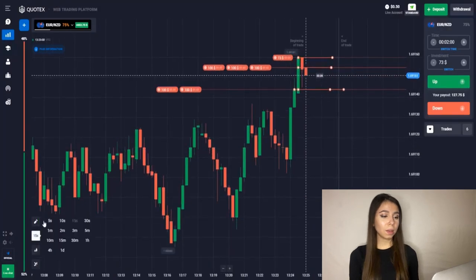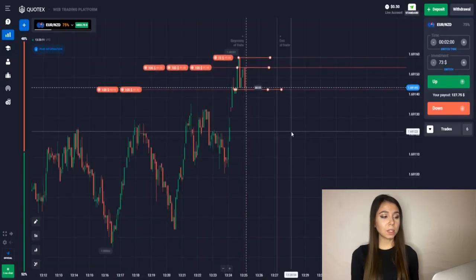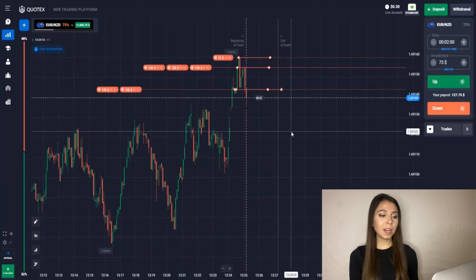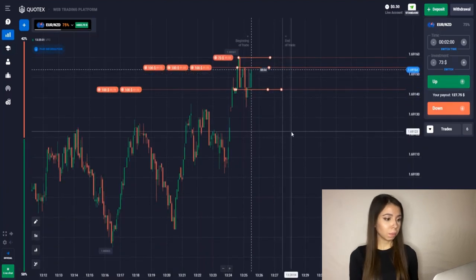Let's also wait for the closing of the trade for this currency pair, and then we will keep on our overclocking.